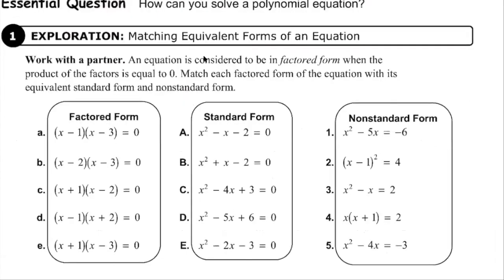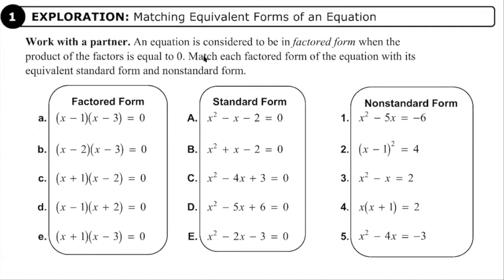So we're going to start off with exploration 1, matching equivalent forms of an equation. So we have three options here. We have a factored form, a standard form, and non-standard form. So we've been dealing a lot with the standard form. We've been looking for the highest exponent and putting it in order from biggest exponent to smallest exponent. That is what standard form is.